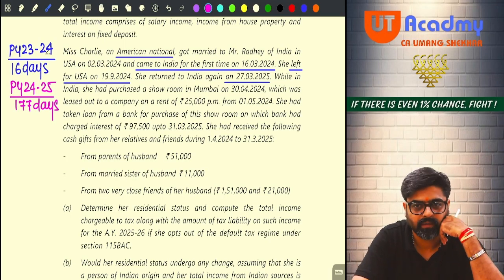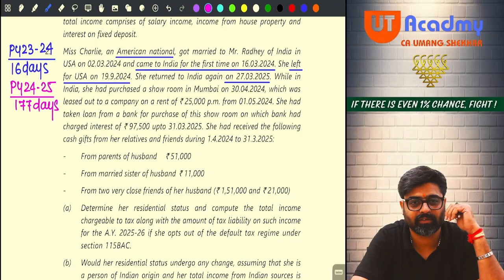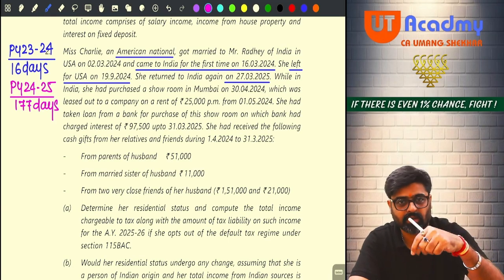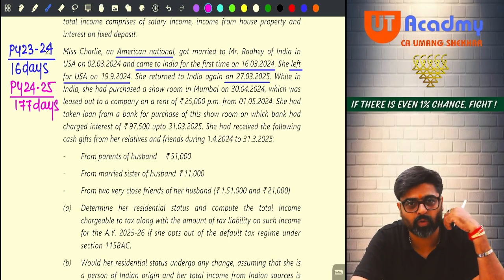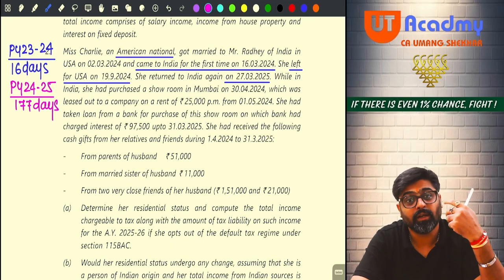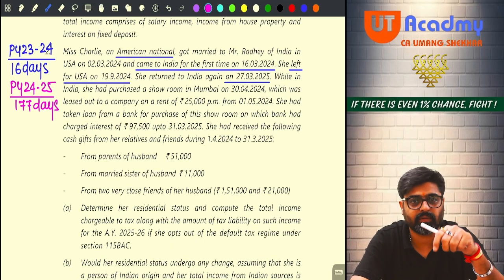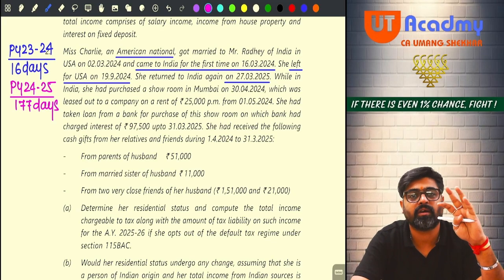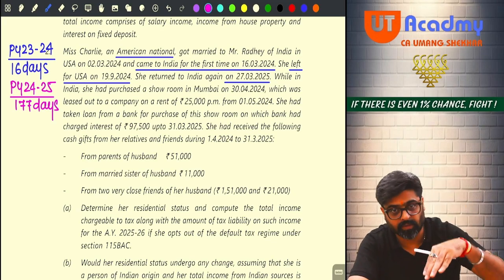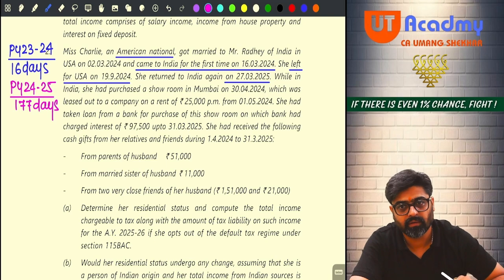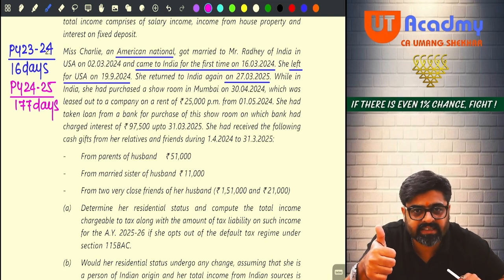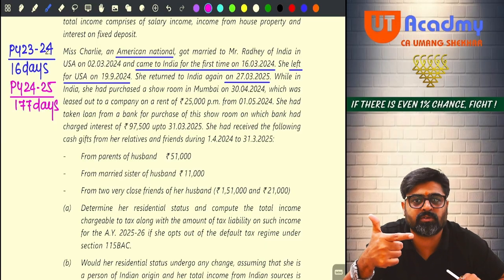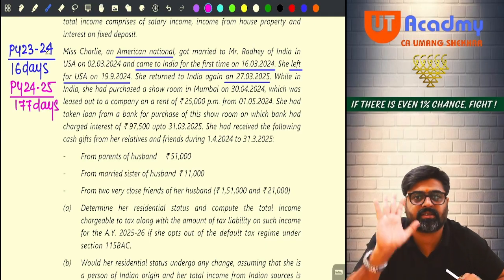Now tell me, during the previous year, is she an Indian citizen leaving India for the purpose of employment? No, not covered by first exception. During the previous year, 24-25, is she an Indian citizen leaving India as a crew member on an Indian ship? Not covered by second exception. During the previous year, 24-25, is she an Indian citizen or a person of Indian origin coming to India for the purpose of visit? No, she is neither an Indian citizen nor a person of Indian origin. So she cannot be covered by third exception also.